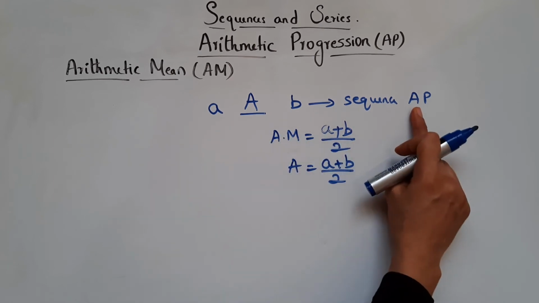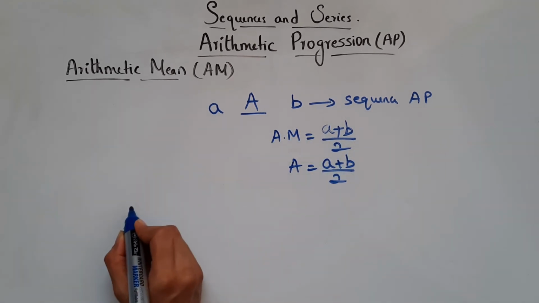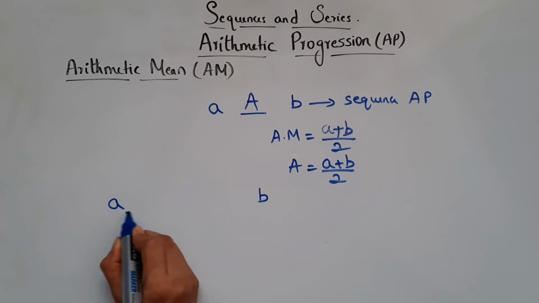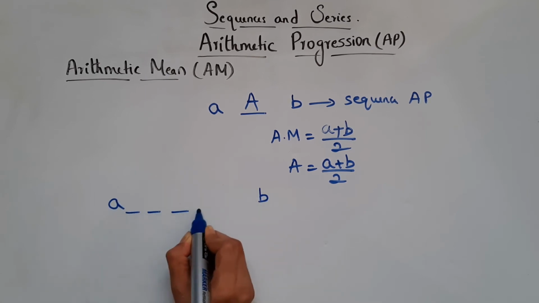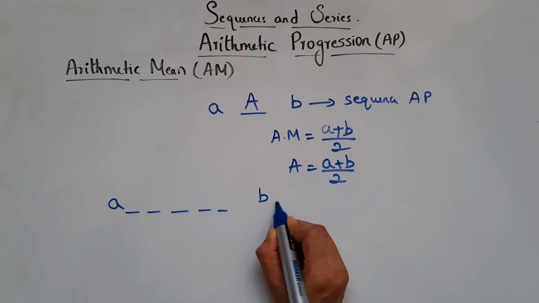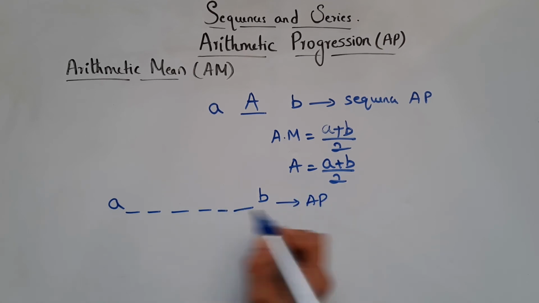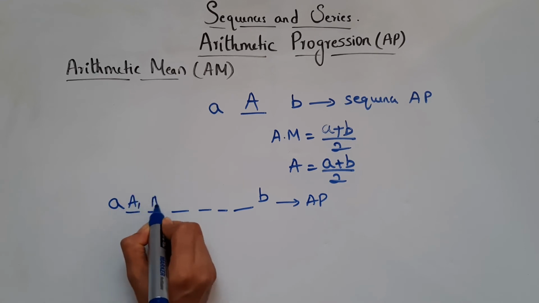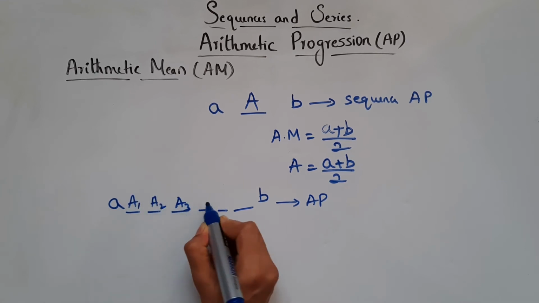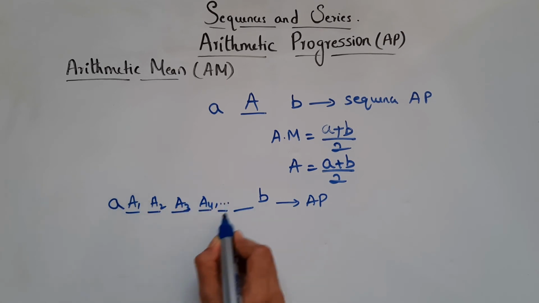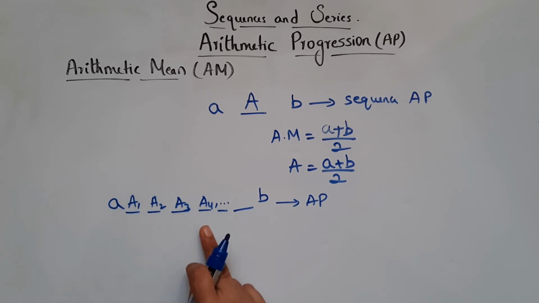So now if you want to add n numbers in between a and b, let's say we have a and b, now we have to add n numbers in between a and b such that this sequence is in AP. Let's take those numbers as A1, A2, A3, A4 and so on. How to find these numbers? We will see what the formula is by taking this example.